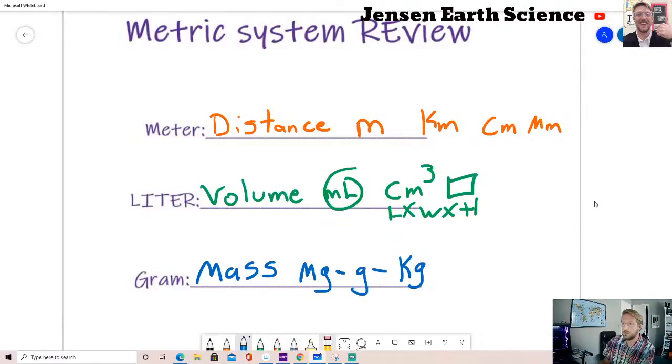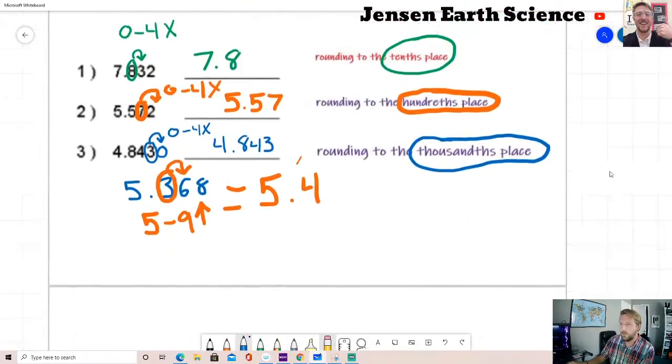All right, so this is your very quick review of the metric system, all of the basic units, what they measure, and also a bit of rounding practice.